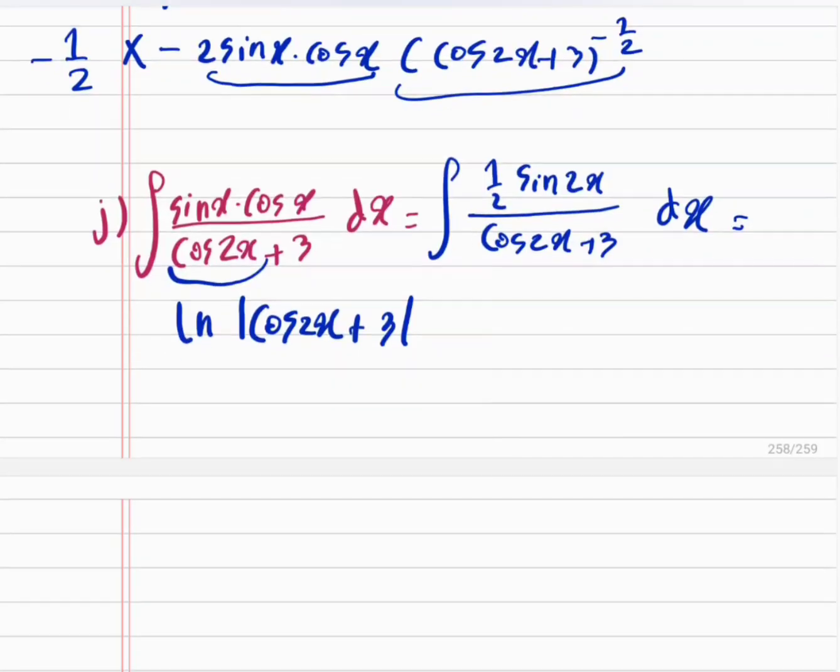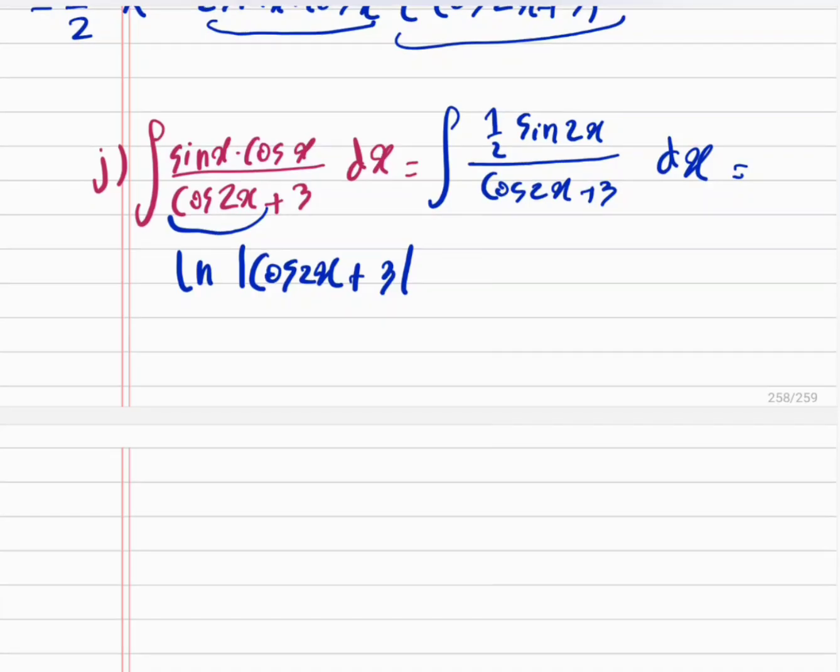Now, in this case, the guess is ln of cos 2x plus 3. Now, let's differentiate this. So when we differentiate, the denominator is cos 2x plus 3. The numerator is simply the derivative, which is minus 2 sin 2x.